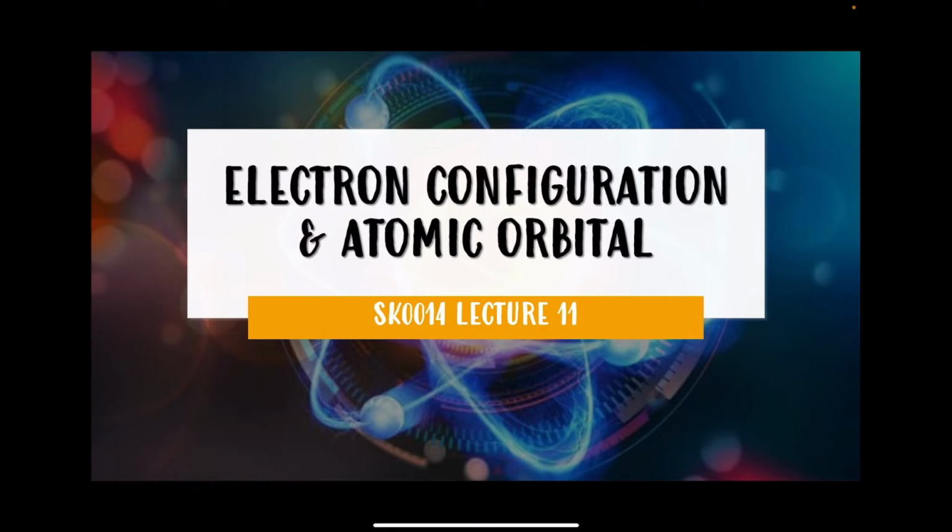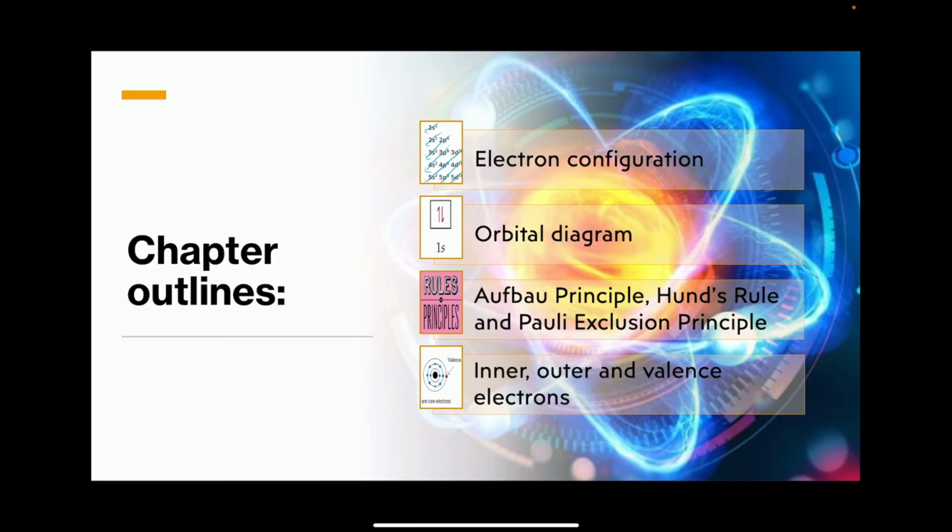In this topic, you will learn about the electron configuration and atomic orbital. These are the chapter outlines for the topic. It includes how to write down the electron configuration, to draw the orbital diagram, to define the Aufbau principle, Hund's rule and Pauli's exclusion principle, and also about the inner, outer, and valence electrons.